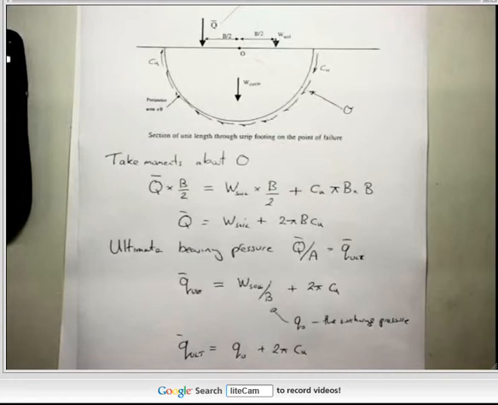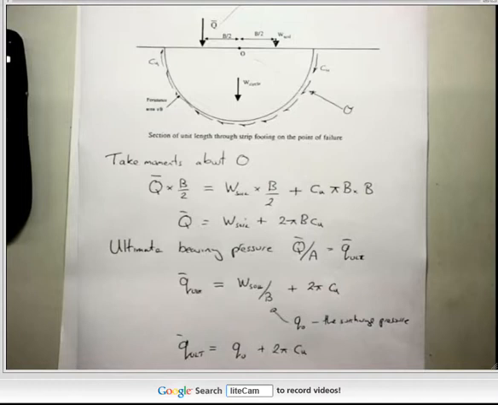So the pressure, remember we cut out from this unit length. So the area is going to be the width of the foundation times 1 in the other direction. And if you need to, write a B times 1 there, because it's the width of the foundation times 1 for unit length in the other direction.